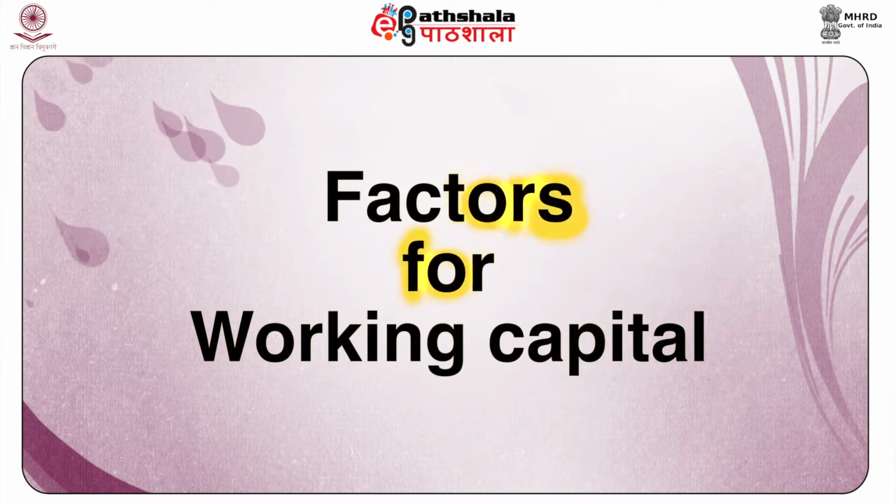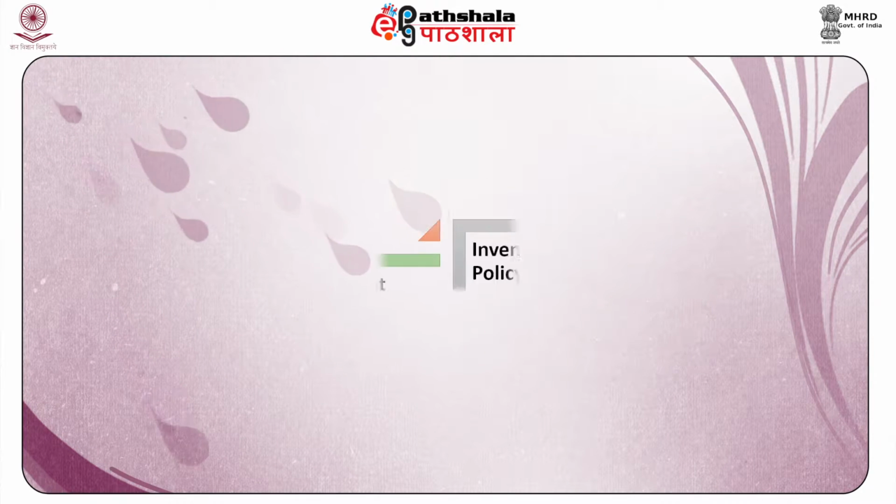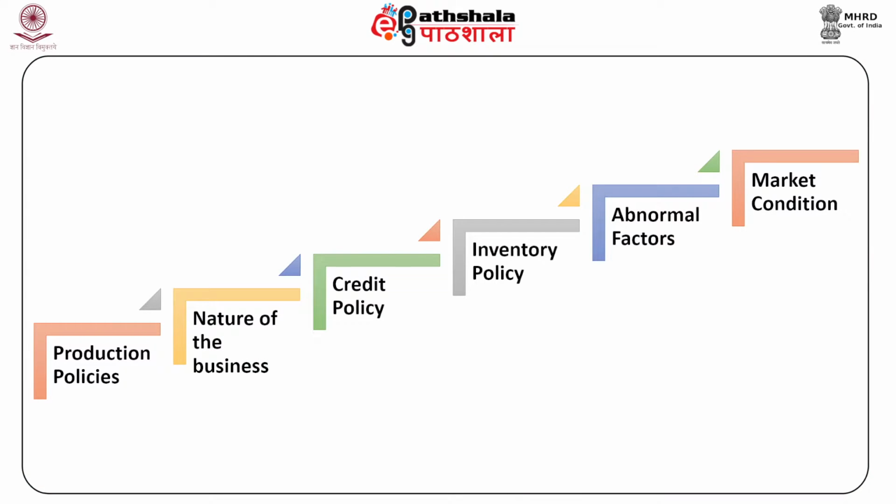Let's come to the factors for working capital. The following factors should be taken into consideration while determining the requirements of working capital. Number 1, production policies. The need for working capital will vary according to the production plans. In some cases, raw material can be procured in one season and used throughout the year, whereas in other cases, production cycle is limited to a part of the year and raw material is accumulated throughout the year.